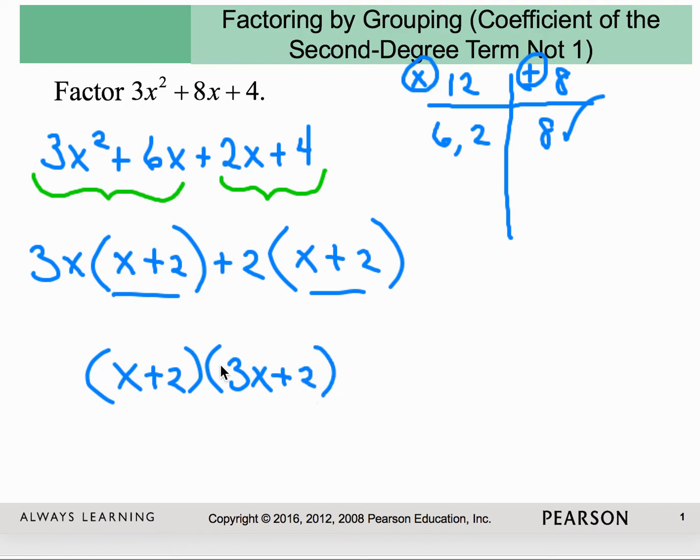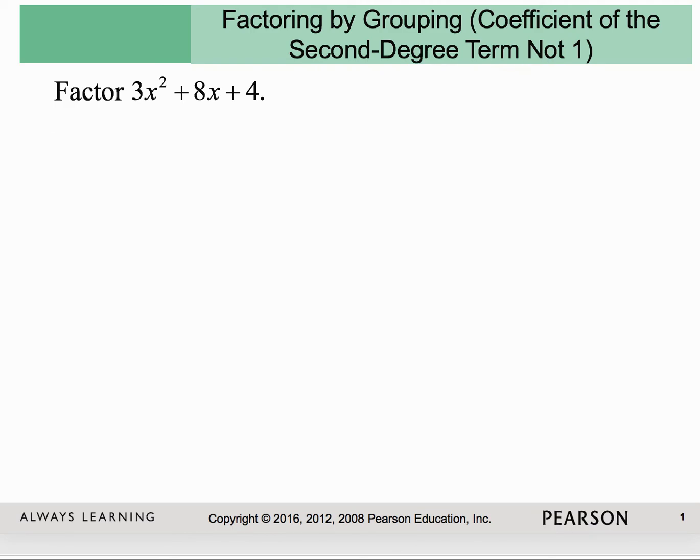And just like always, you can check this factoring by multiplying it out. But that's it. I've got to be good at doing that. I've got to be able to get these combinations of numbers. So let's practice that a bit.